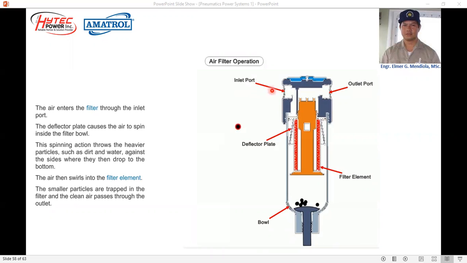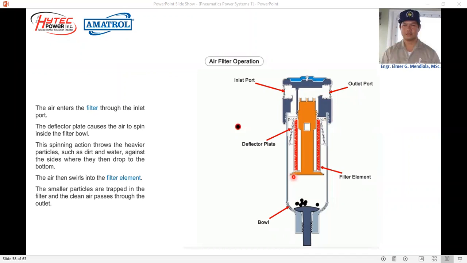The air enters the filter through the inlet port. The deflector plate causes the air to spin inside the bowl. So this spinning action throws the heavier particles, such as dirt and water, against the sides of the filter, where they then drop to the bottom. The air then swirls into the filter element, and the smaller particles are trapped in the filter, and the clean air passes through the outlet through the center part of the filter.